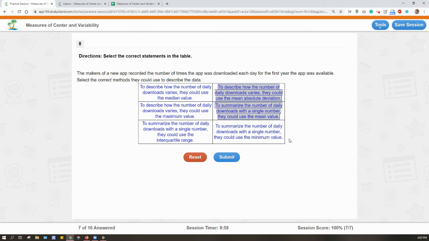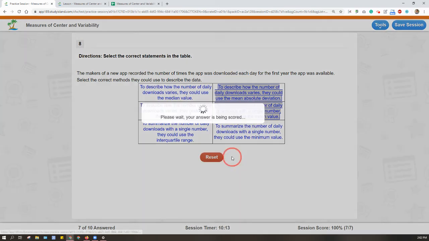Last but not least, to summarize the number of daily downloads with a single number, they could use the minimum. No, the minimum is the smallest number in a data set, so just saying what the smallest number is would not summarize how many downloads they had, so that's silly. So 2 of these 4 statements are correct.